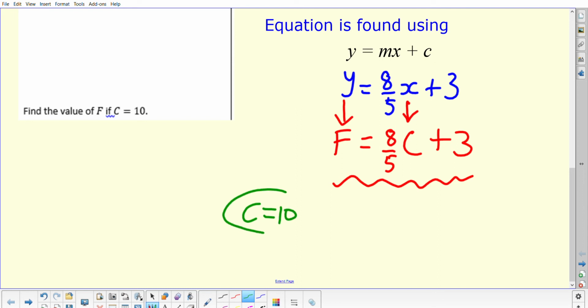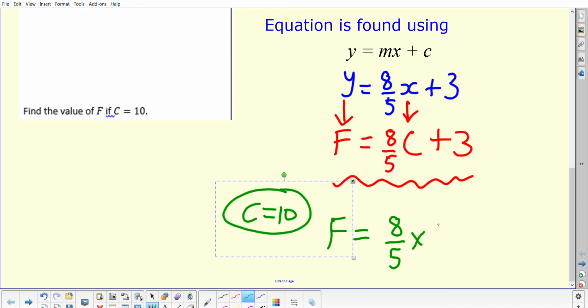So all you're going to do is replace the c in this equation. So we're going to have f equals 8 over 5 times c, so that's going to be times 10. I'm going to write my 10 as 10 over 1 like that.